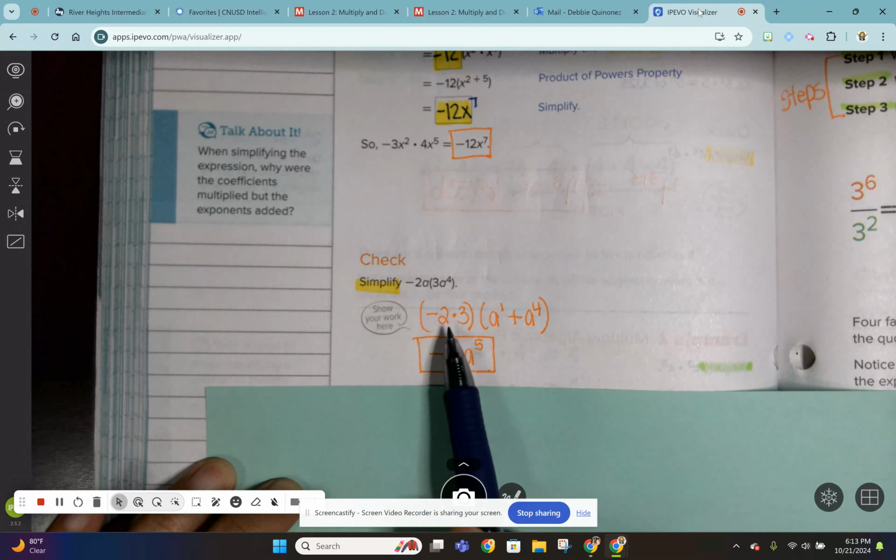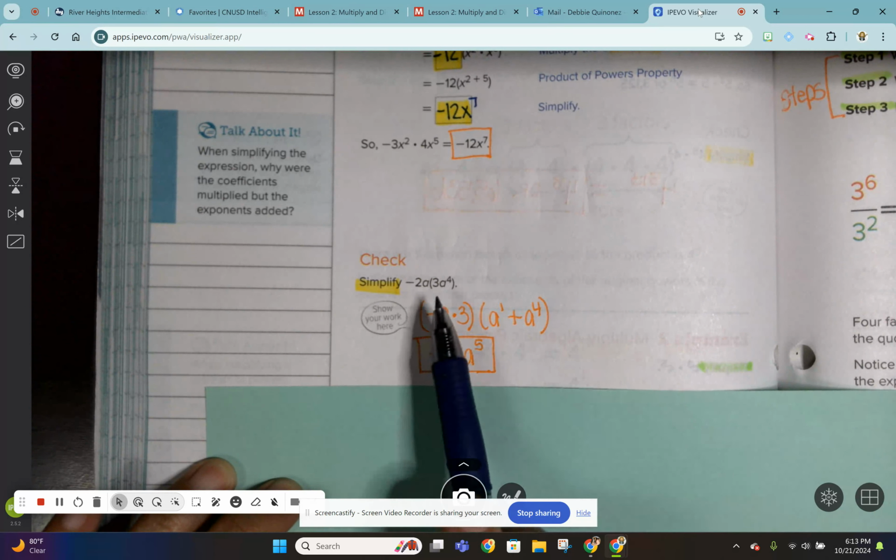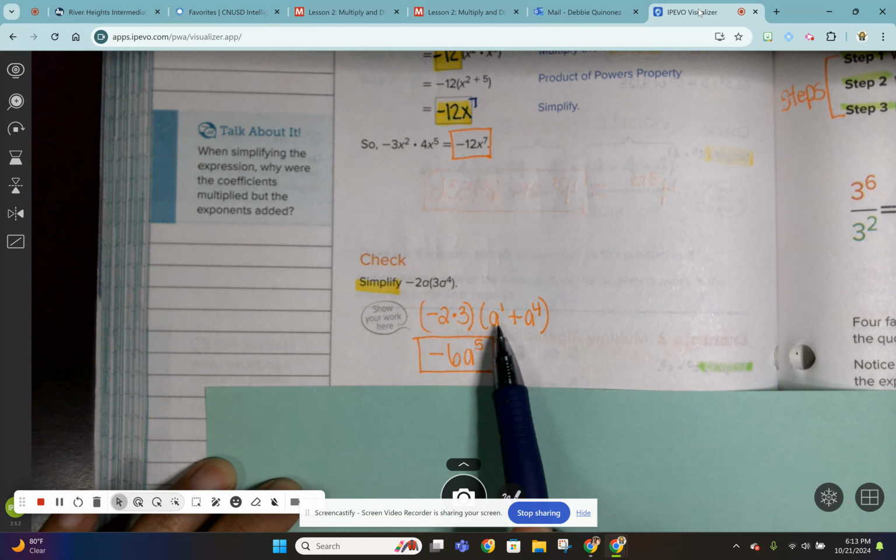So just like our book showed us above, I separate my coefficients. Negative 2 times 3, coefficients get multiplied to make negative 6. And did you guys remember that little trick I taught you about the a, right? It's not just a, it's a to the power of 1. Because they have the same base, I'm really adding my 1 plus 4 together, and my simplified answer is negative 6a to the 5th power.